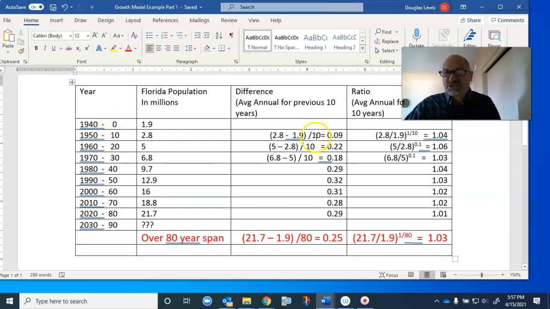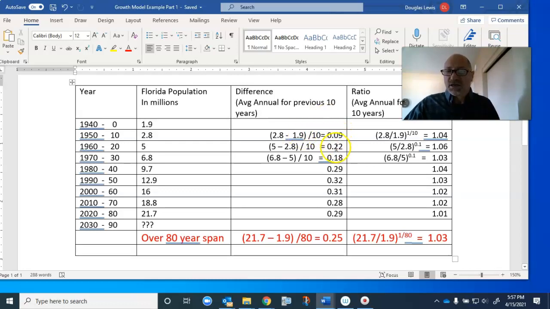It would be a lot easier than this. So you just have the 2.8 minus 1.9 or 5 minus 2.8. So anyway, if you get one that's trickier, you'll have to do something like that. So I'm doing a harder one, and you don't have to do that if you don't pick values that far apart like I did. So anyway, this 0.09 is 0.09 million, which is really 90,000, 90,000 more people per year. See, in a 10-year span, so I divided by 10.